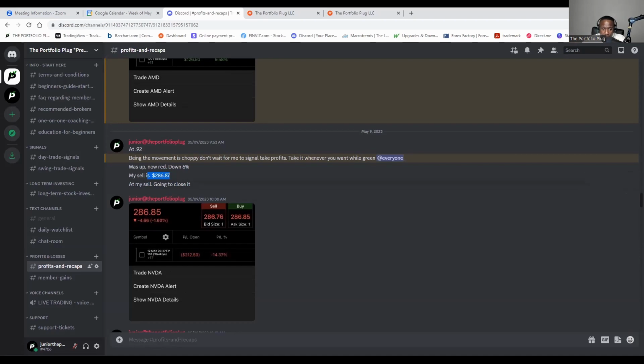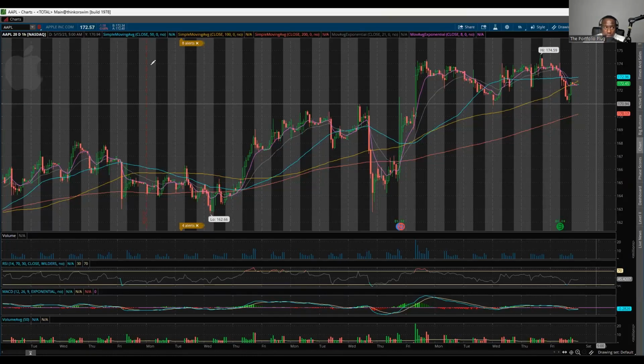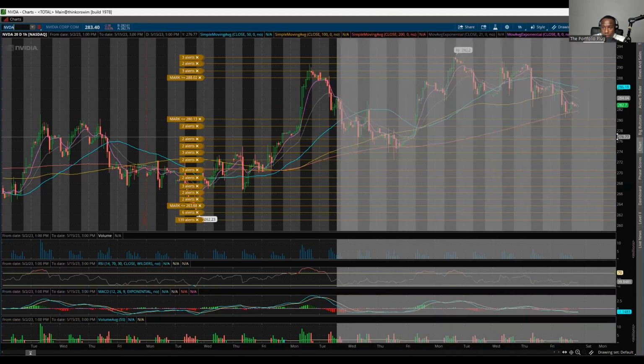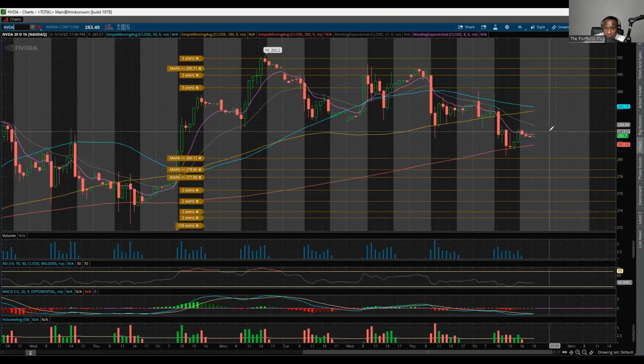So I'm going to share the chart, just to give you a quick little example. Go to the chart. Right, so this is Apple. Let's go to NVDA. Right, so this is NVDA. Say I wanted to set a stop loss based on looking at this price action.